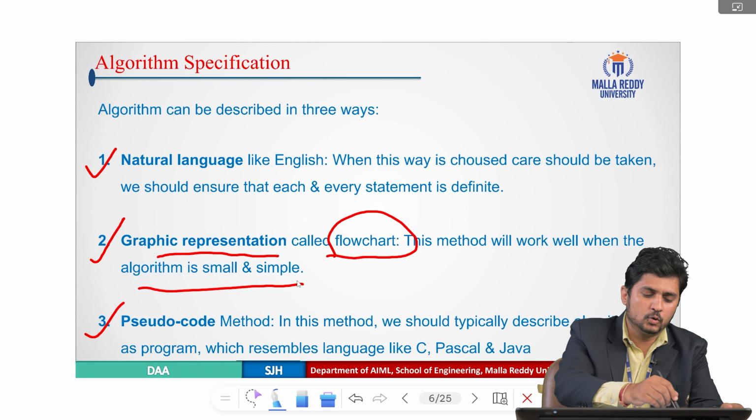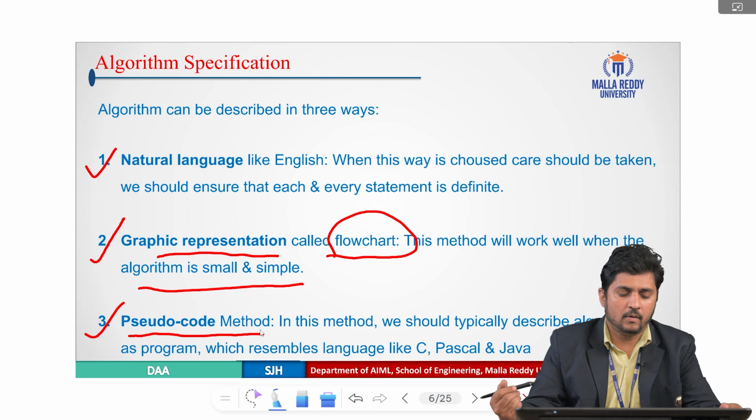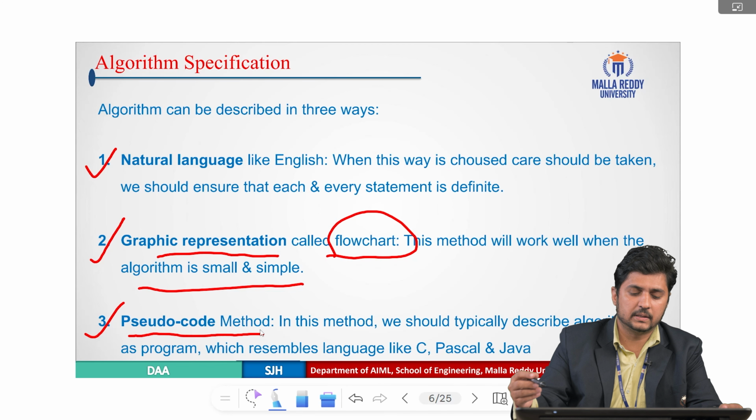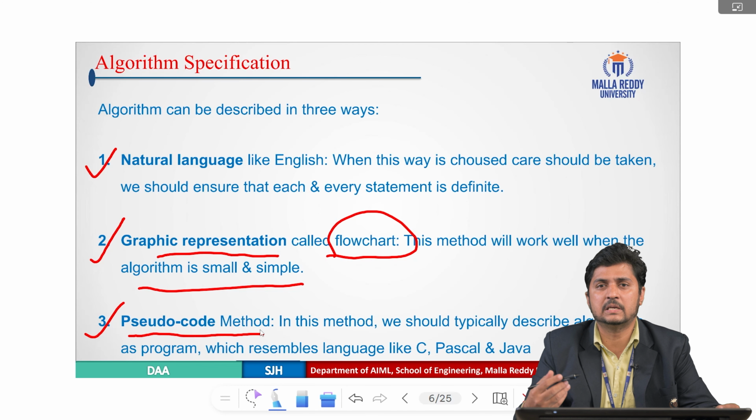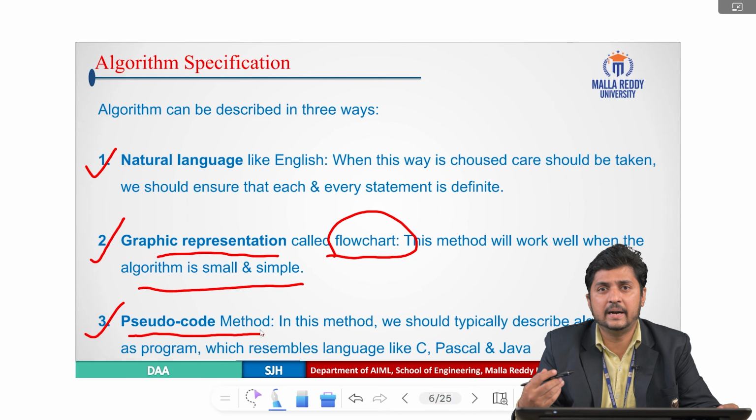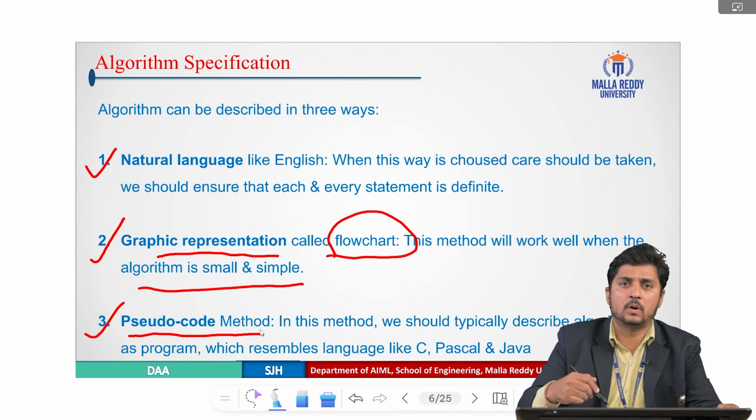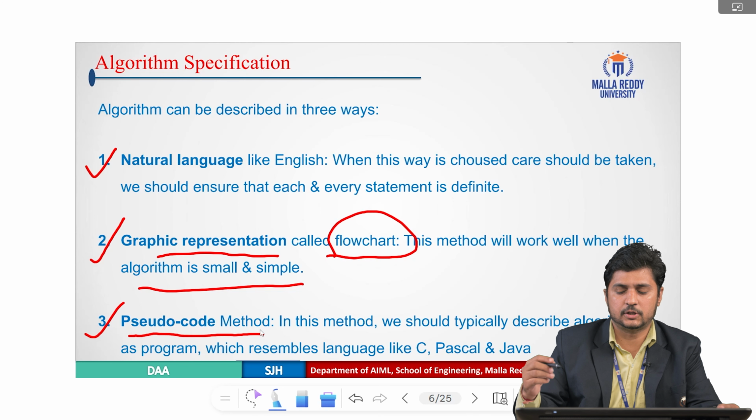And moving towards the most familiar and most used method for expressing an algorithm, that is the pseudocode method. This is going to be a combination of natural language followed by a programming language. So this is going to be a mixture of both. That is, natural language also we can use, and program constructs also we are going to include inside this pseudocode. And those who have a basic knowledge of a programming language will be writing a pseudocode rather than a natural language or a graphical representation.